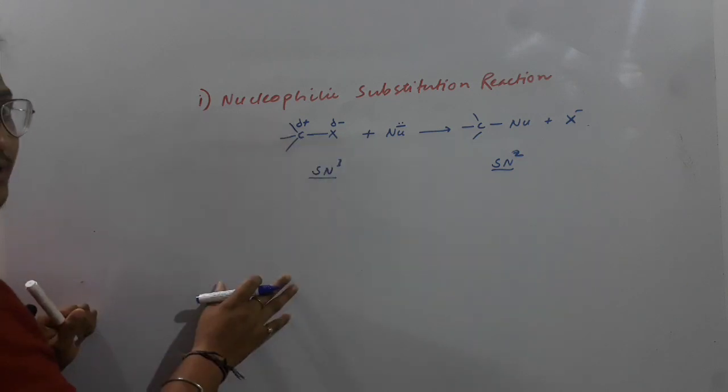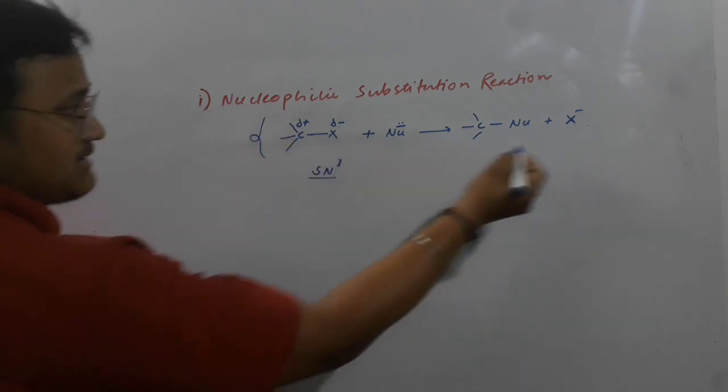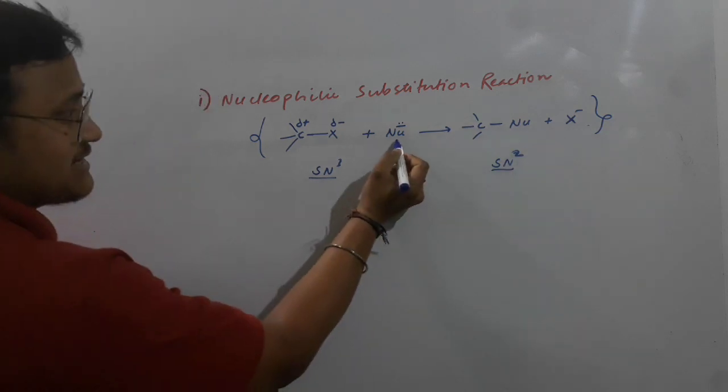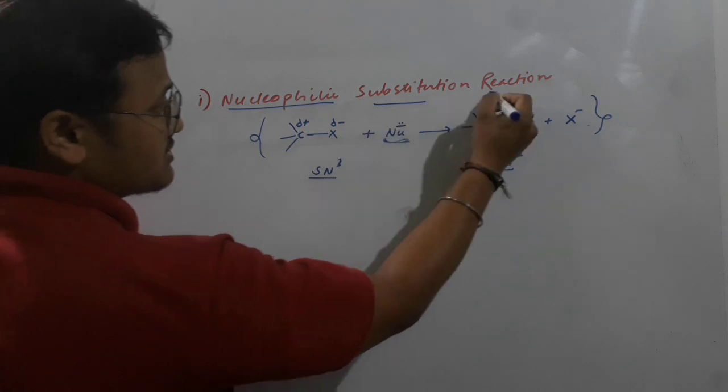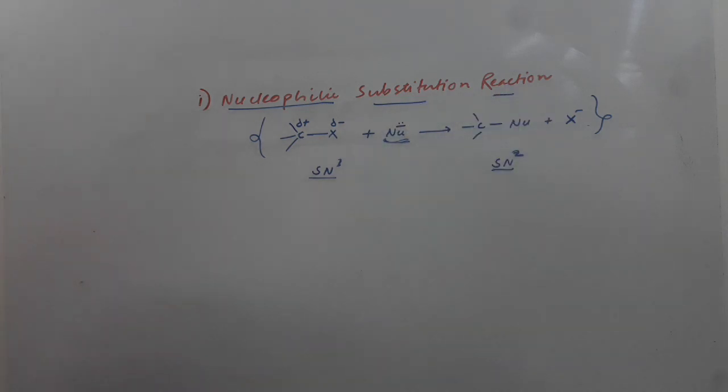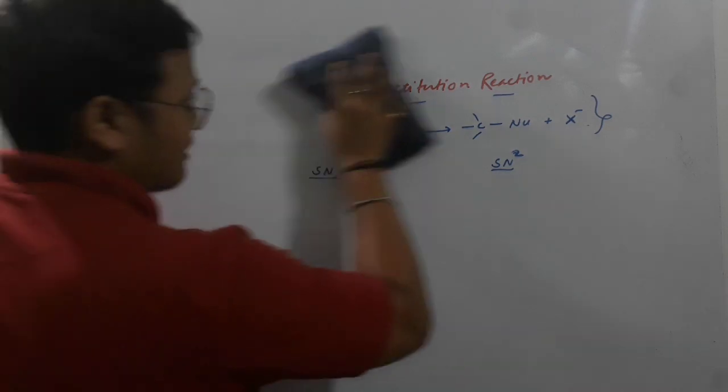What exactly happens here? Okay, and one more thing, as the reaction is initiated with the help of this nucleophile, that's why it is also known as what? Nucleophilic substitution reaction. Okay, so let us start the first mechanistic part, then we will talk about different prospects of that, then we will proceed to SN2.